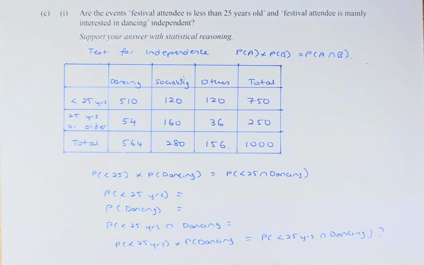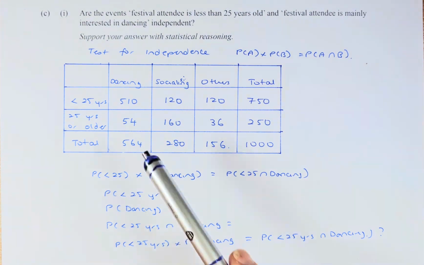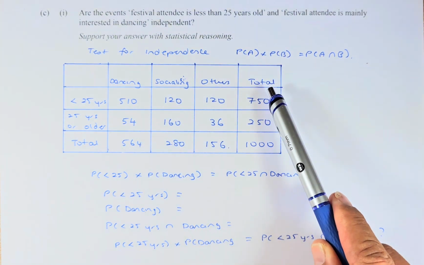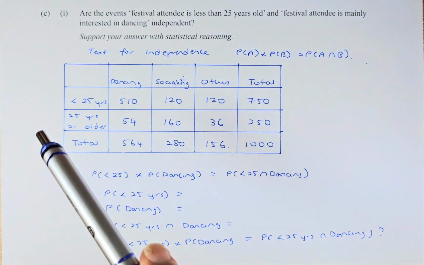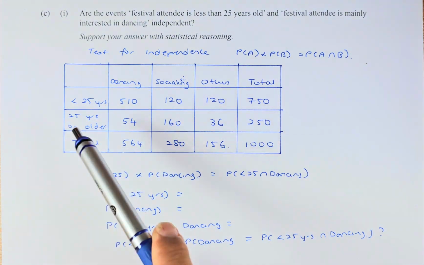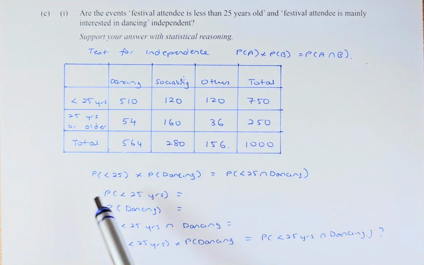So we are going to bring back our table from questions 3A and 3B, and this is exactly what you see in those questions. We have just brought the table back to this question. We have the things, socializing, others, and the total, and on the columns we have less than 25 years, 25 years and older, and then a total. This table is exactly the same as in part A and part B.